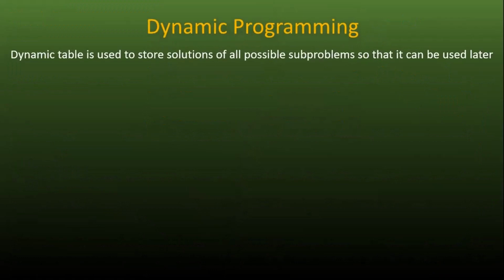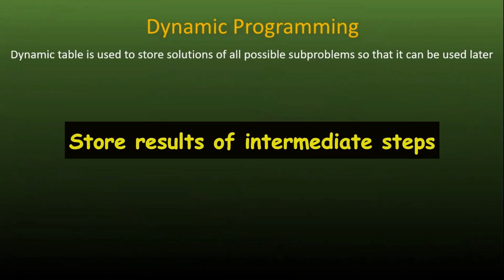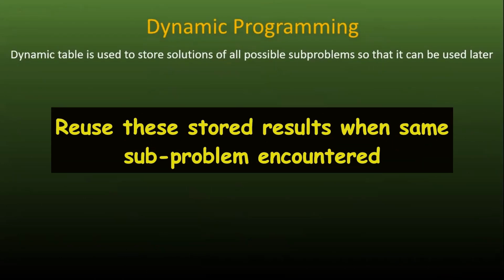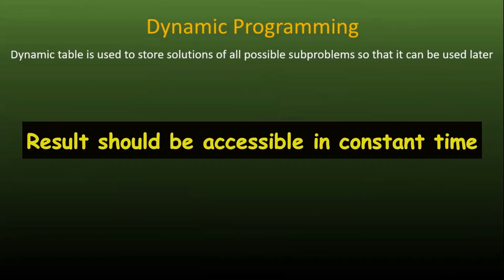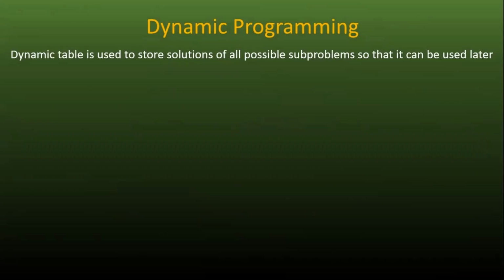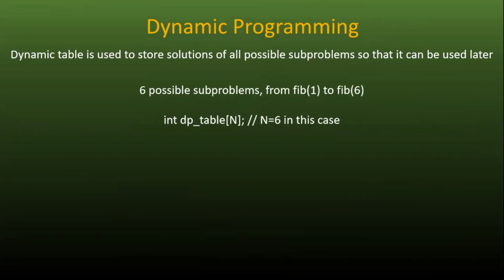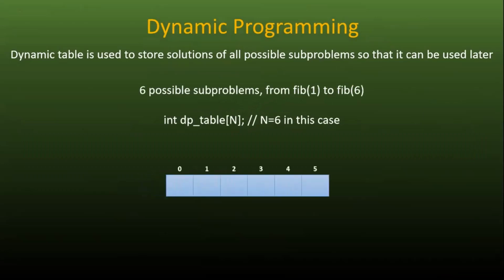In every DP problem, all the results that are obtained from the intermediate steps are stored in a table called the dynamic table. These results are then used when in future we encounter a similar subproblem. These results are stored in such a way that they can be accessed in constant time without much searching. That's why we use a table or a matrix. Now in this Fibonacci series, you can see we have 6 intermediate steps from fib 1 to fib 6. That's why we will take an array of size 6 so that we can store the results of the 6 intermediate steps.